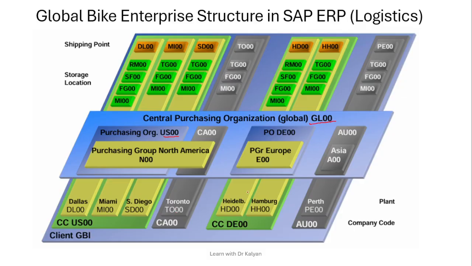Likewise, in Germany we have two different plants, as I told you: Heidelberg HD00 and Hamburg HH00. There is a purchasing organization called DE00. Their job is to buy raw materials only for the plants present in Germany. Likewise, AU00 will buy raw materials for the plant present in Australia, Perth.